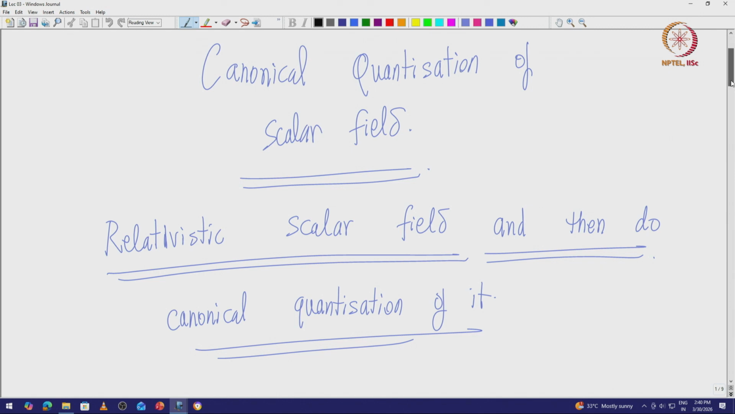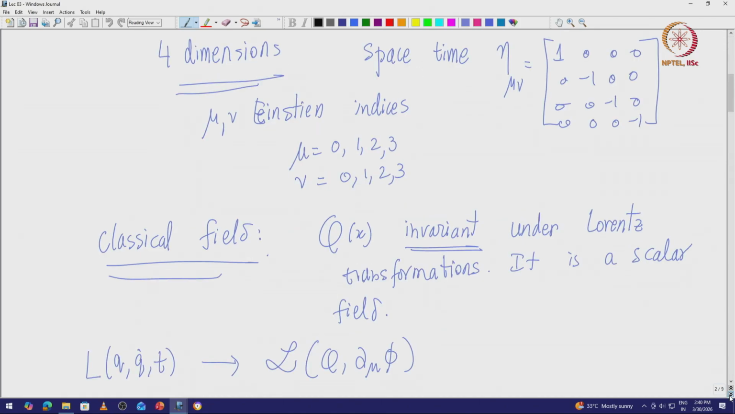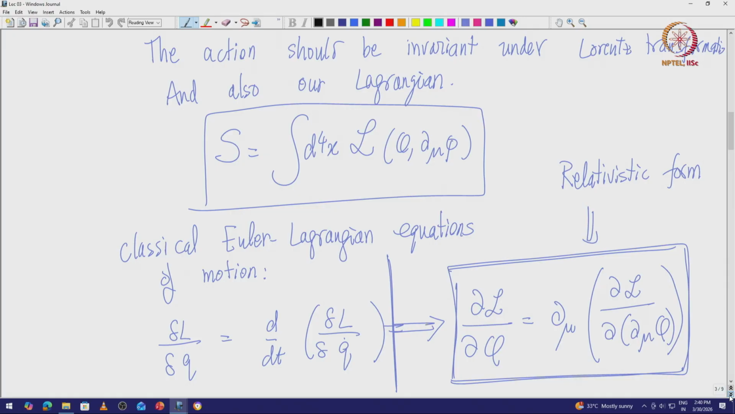To give you a review of what we did last time, we introduced the Einstein indices and how to write relativistically invariant scalar field theories in relativistic notation. We wrote down the Lagrangian density, then looked at how to write the action, how to count the dimensions of these fields, and how to write the Euler-Lagrange equations of motion.